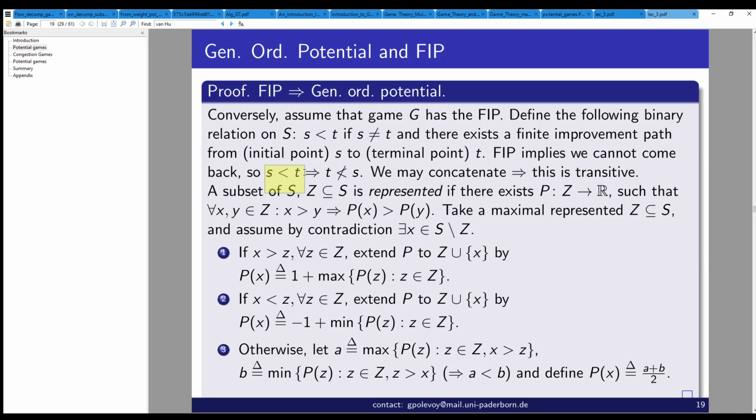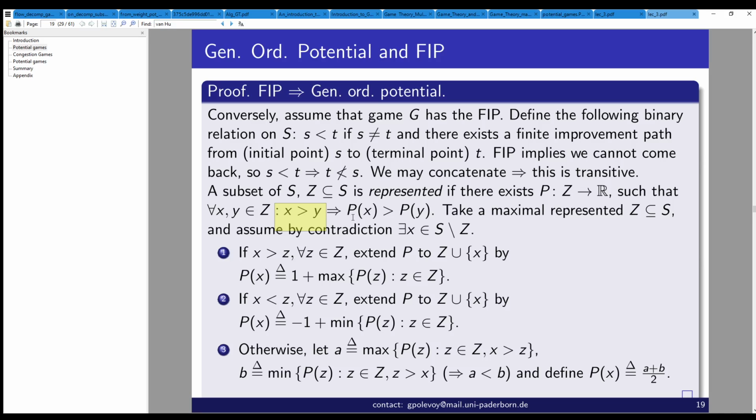Now, what does it mean to prove that the game has an ordinal potential? It means to prove that for any subset there exists a function from the set of the profiles in this subset of S. There should exist a function from all S to real numbers, such that if X is greater than Y, in the sense that there is a finite improvement path from Y to X, then also P of X should be strictly greater than P of Y. That means to say that P is a general ordinal potential, which fits that game.